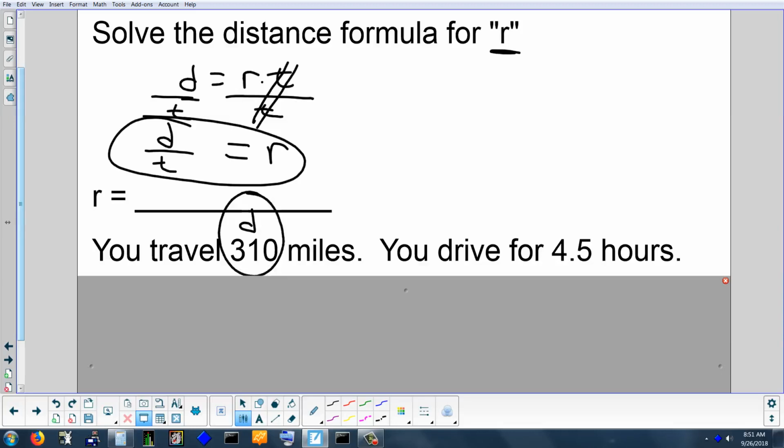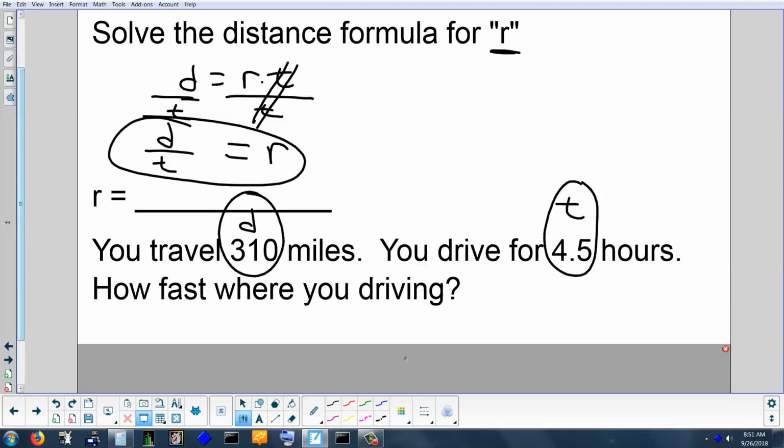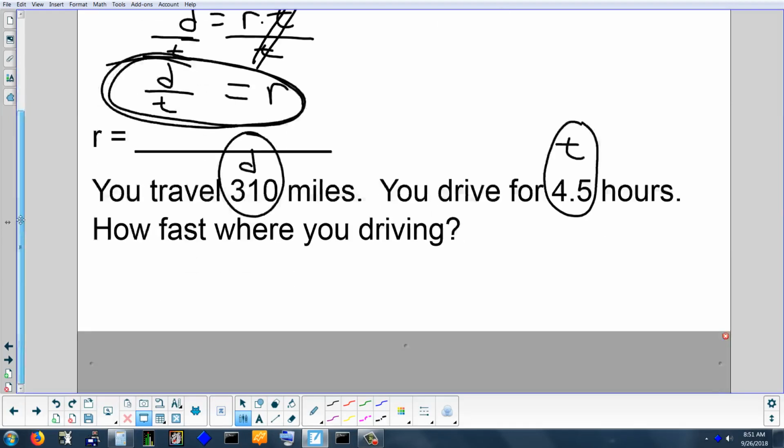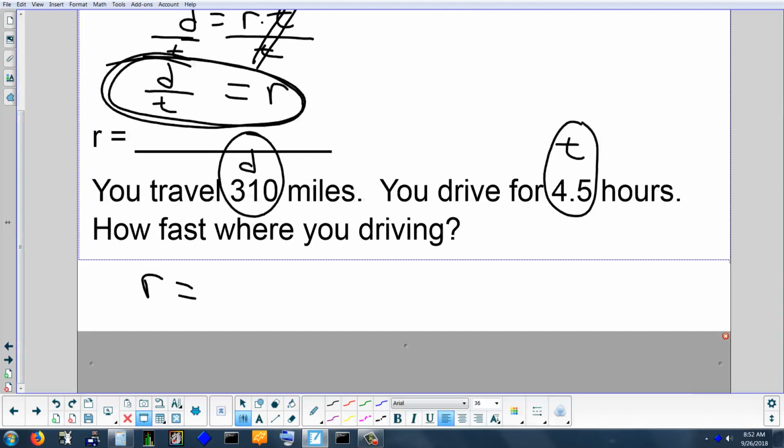T, because it's time. So now the question is, if you drove 310 miles in 4.5 hours, how fast were you going? Well, here's the formula right there. It says that your speed is equal to your distance divided by your time.